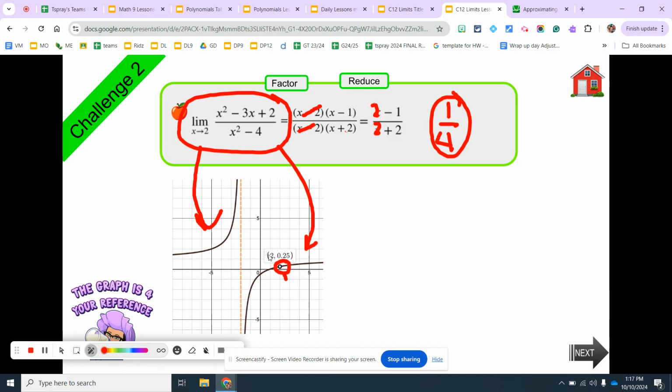If the question had been what is the limit as x goes to negative 2, that would have been a different answer. It would have gone, oh, it's going to positive infinity and negative infinity.